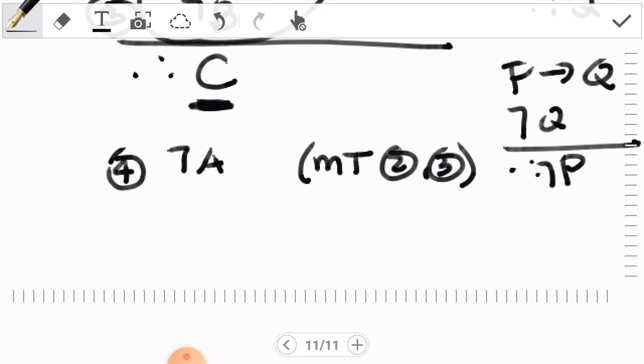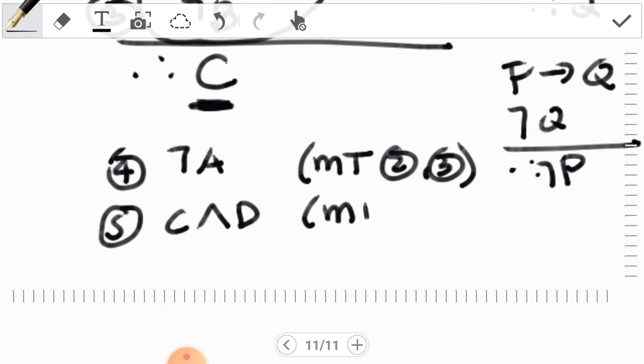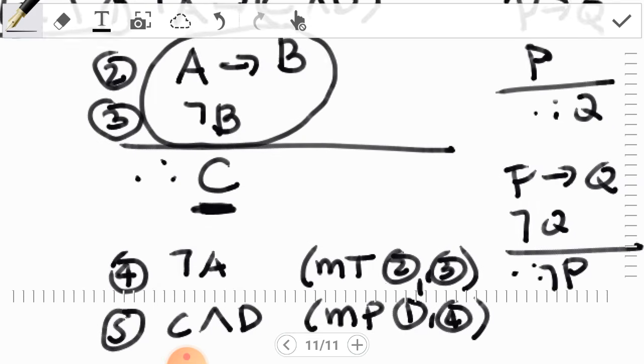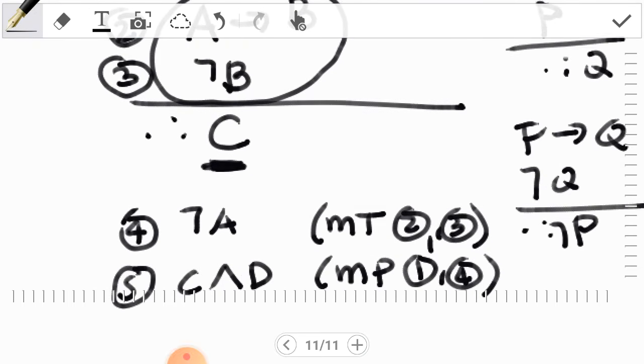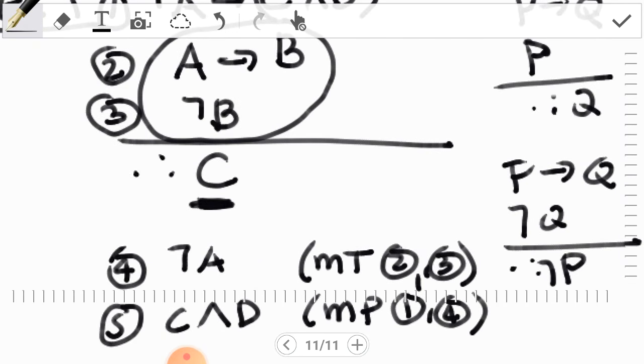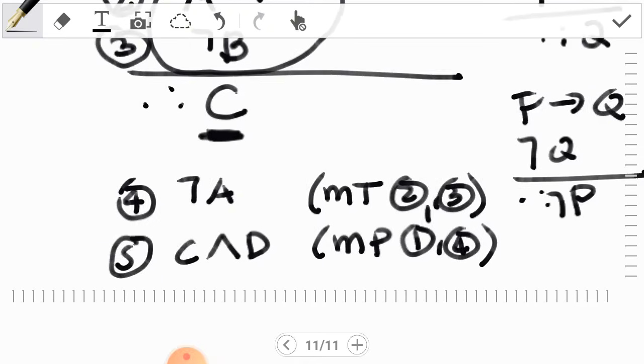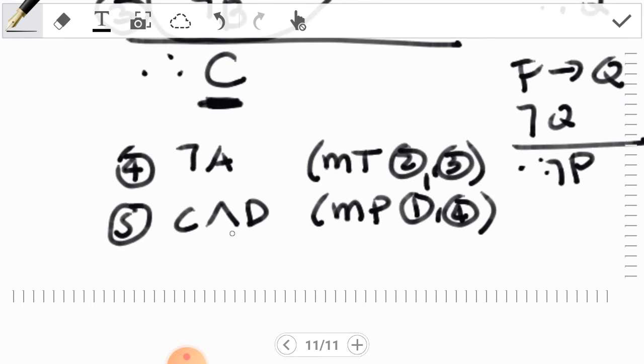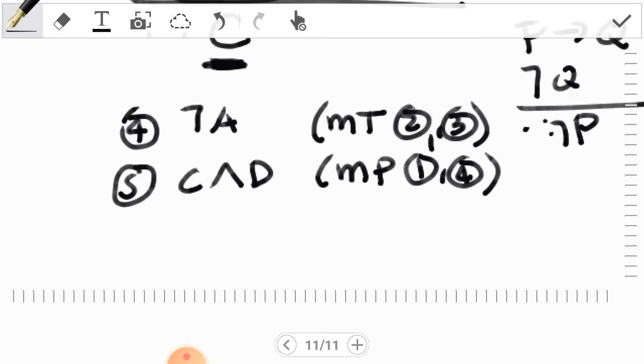C and D. So that will now be number 5. We have C and D, using modus ponens of line number 1 and line number 4. Modus ponens. We're almost there. We have already removed A and B in the picture. Our conclusion is C. But this is a conjunction, and.